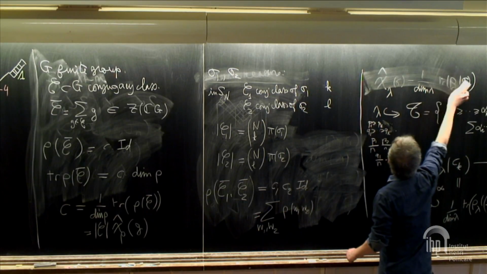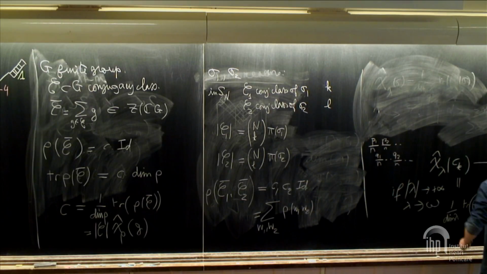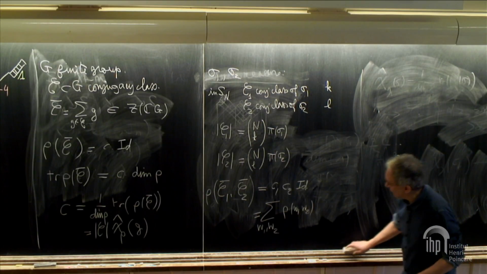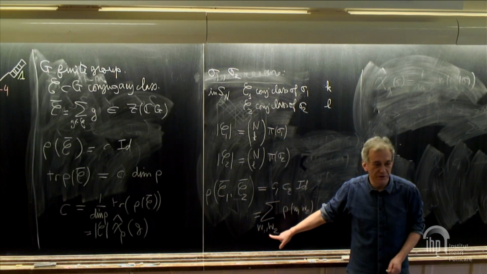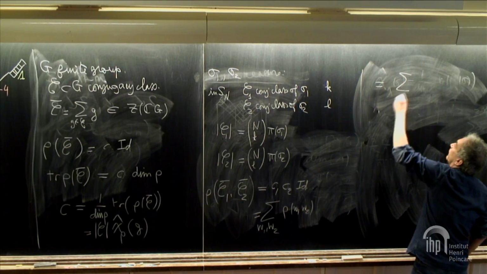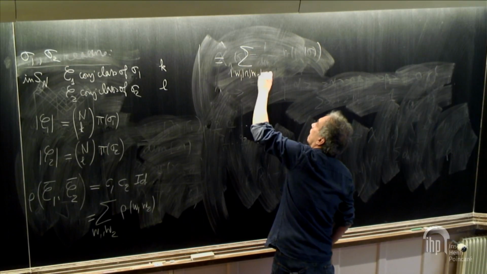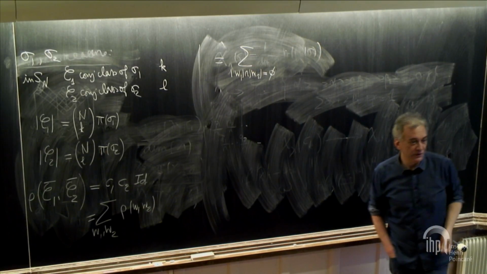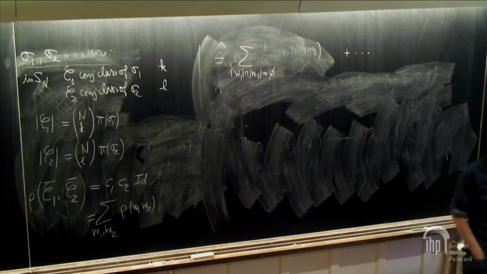I can make two subsets in this sum. In this sum, W1 is in the conjugacy class of sigma 1, W2 in the conjugacy class of sigma 2. So this sum is equal to the sum where the supports don't intersect plus other terms, okay?